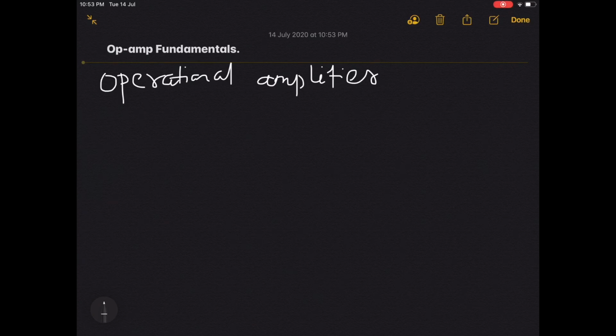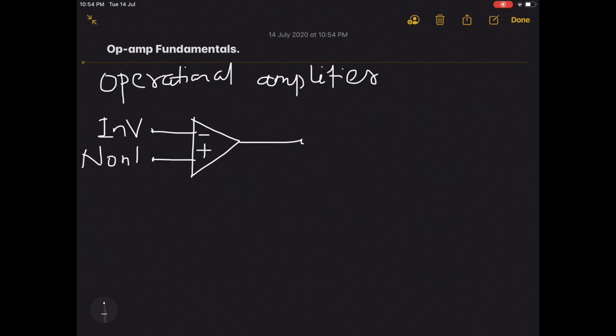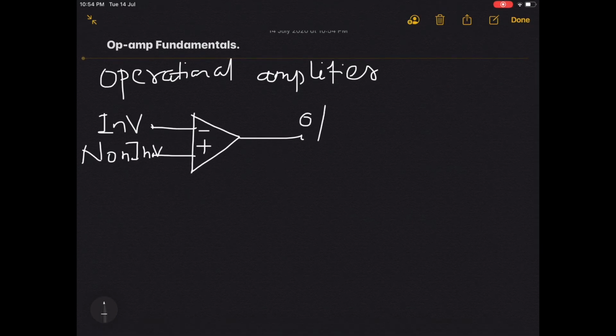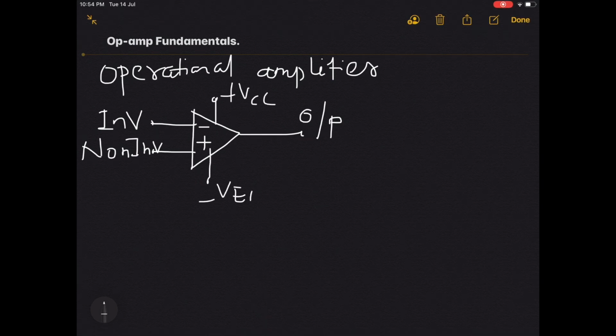So, if we see the symbol of op-amp, in short it can be drawn like this. It is a triangle-like shape and these are the two inputs. The first is the inverting input and the second is the non-inverting input. At this point the output is there. Then your op-amp is working on dual power supply, so here plus VCC and minus VEE. In short, this is the symbol of operational amplifier, which is also known as op-amp.